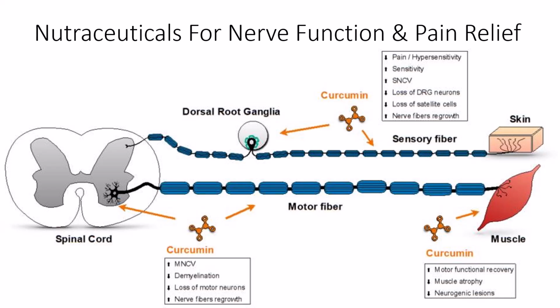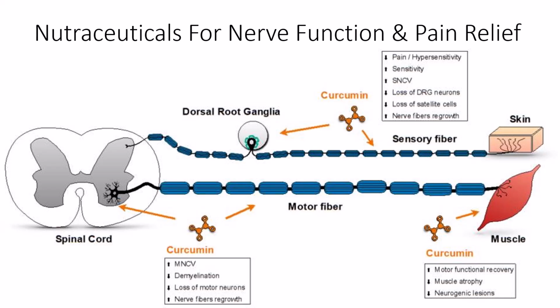If you look at the bottom left, you find a curcumin molecule with arrows pointing to the nerve cell body in the spinal cord and the nerve fiber going out to the muscle. This is what is called a motor nerve. Underneath is a small box listing the benefits that research has shown for curcumin. Curcumin improves motor nerve conduction velocity. It prevents demyelination of the nerve, or destruction of the insulation of the nerve. It prevents loss of motor nerves and finally increases the regrowth of nerve fibers.